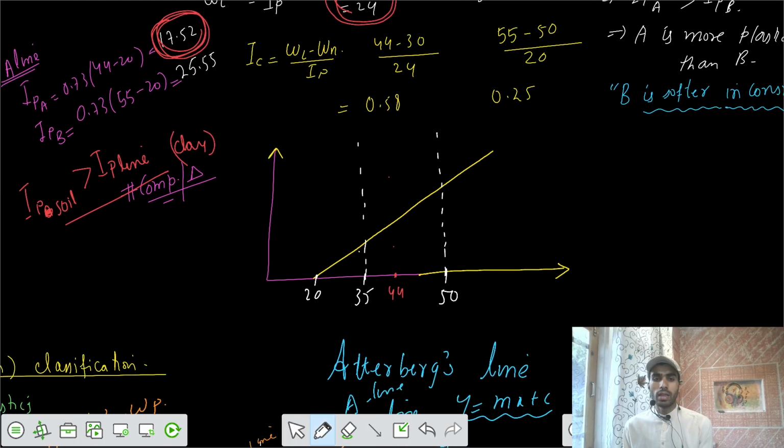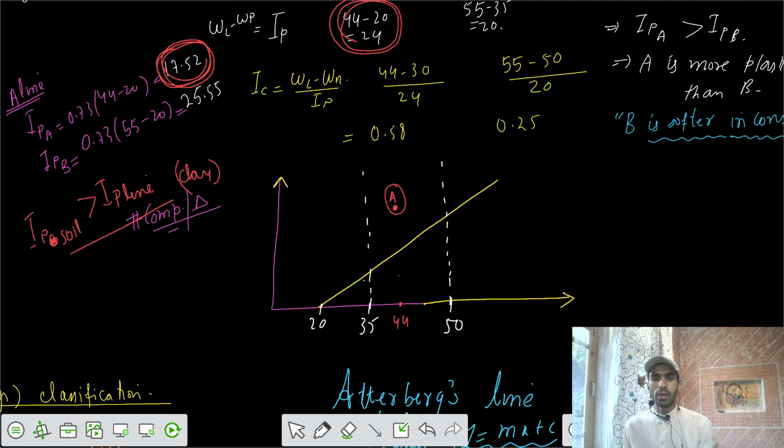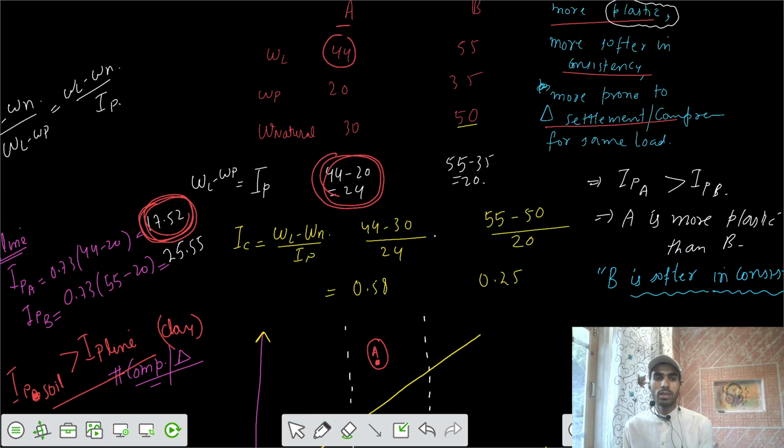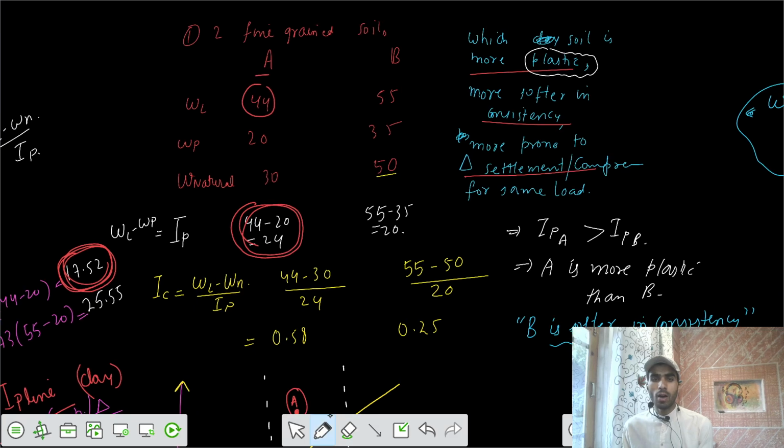So here we can say your soil A is somewhere here, and that is actually a clay, with that value of IP equal to 24. And for the second soil, what is its value of IP? It has an IP value of 20.